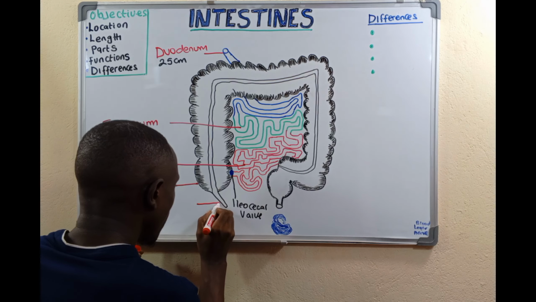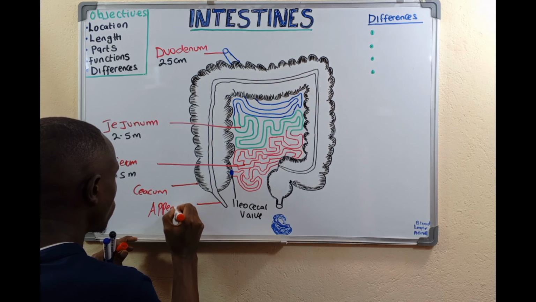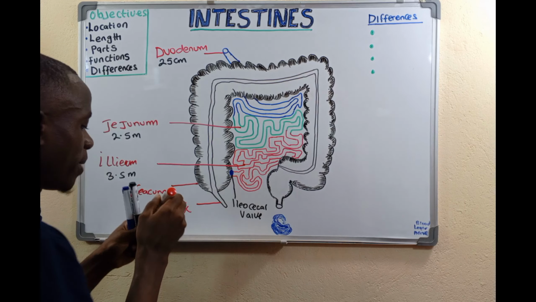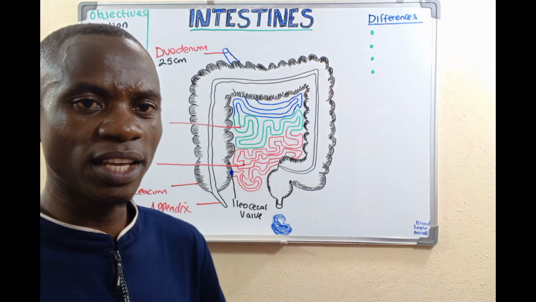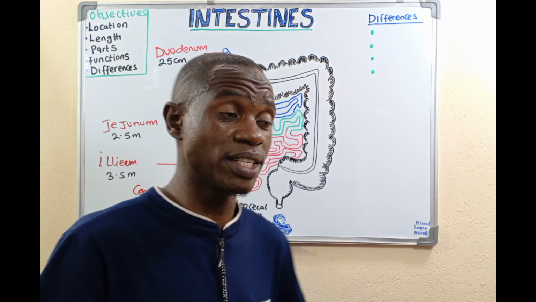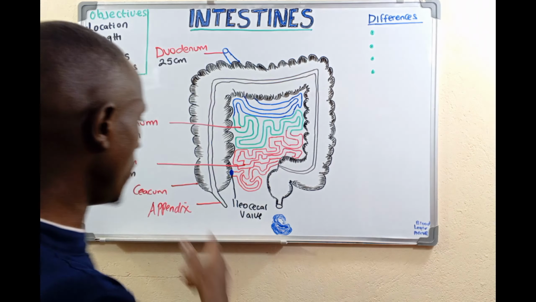This finger-like projection is what we call the appendix. The appendix is a very important lymphoid tissue that aids in immunity within the intestines. It is such another beautiful thing.